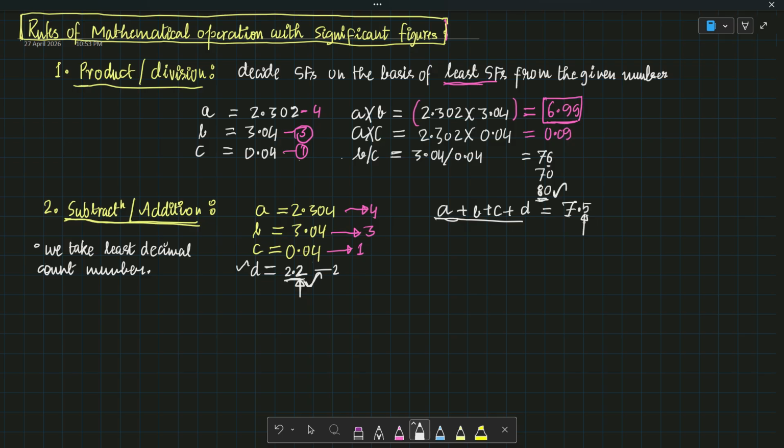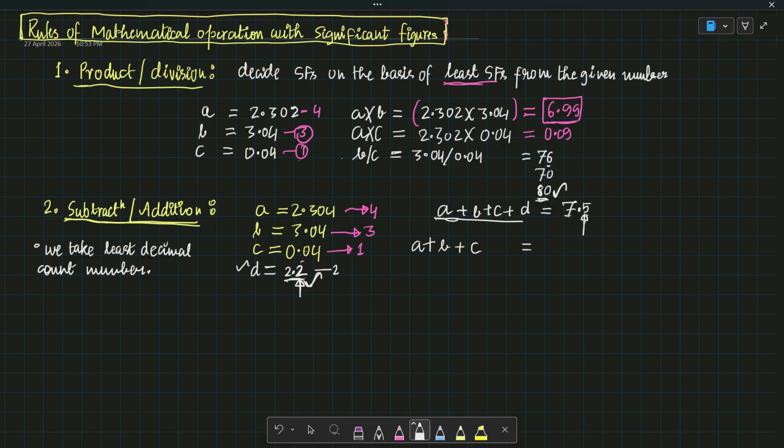So hopefully this makes sense. If somebody asks you to do B plus C plus D, then we know that D will be our deciding factor. Or let's say that we add A plus B plus C, so the deciding factor will be up to 2 decimal points, because B and C both have 2 digits after the decimal point. That's why the answer of this addition will take only up to 2 decimal points.